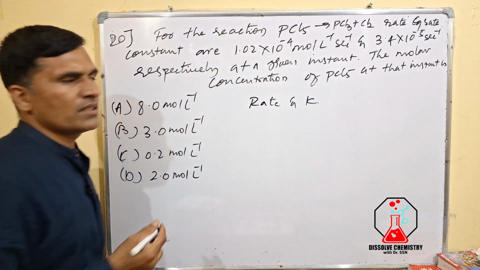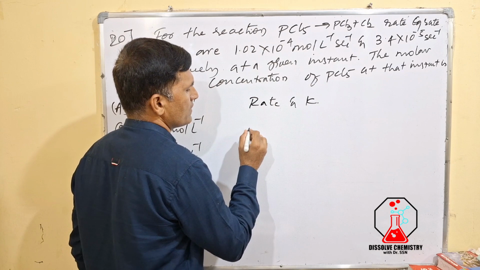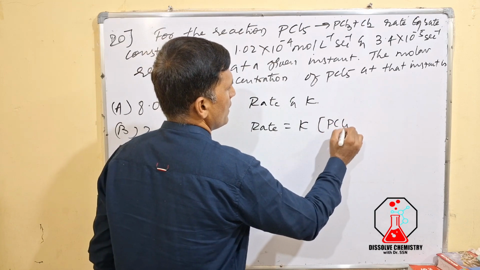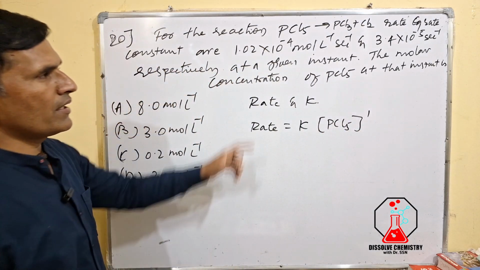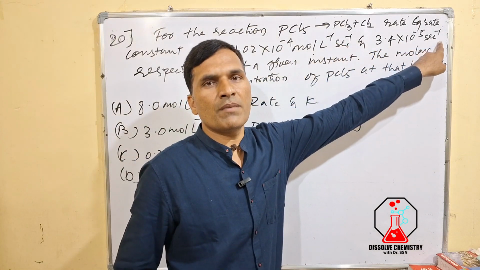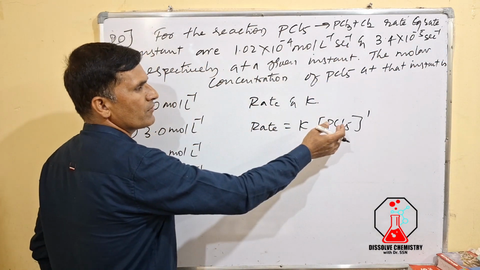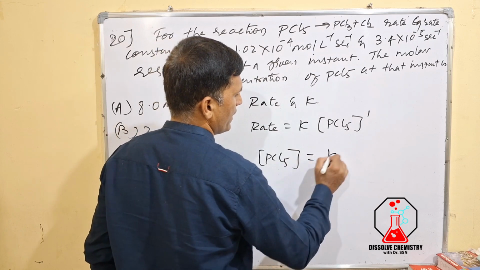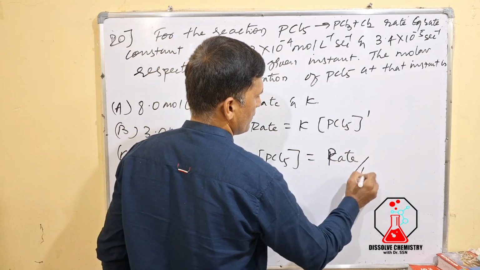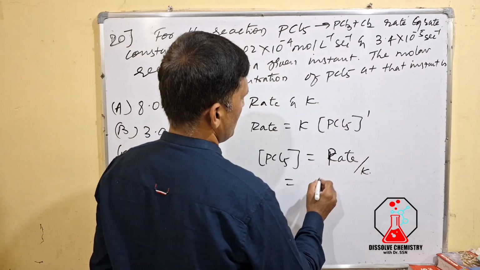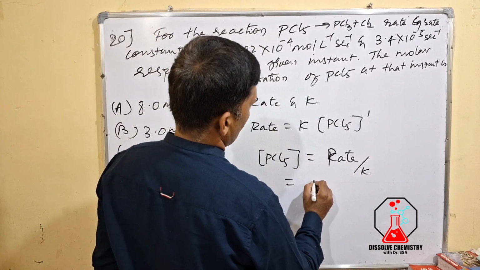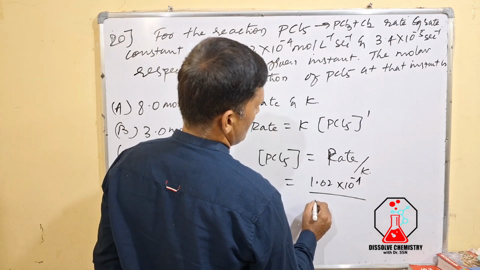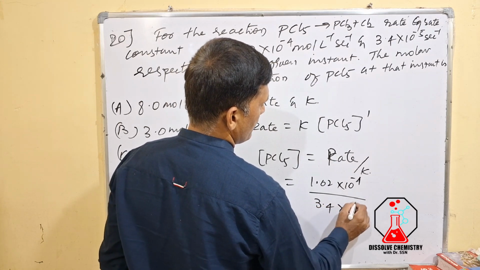What you have to do is very simple. Take rate is equal to K into PCl5 raised to the power 1. Why? It is a first order reaction, which we can see from the unit of the rate constant, per second. What we want is the molar concentration of PCl5. Therefore the molar concentration of PCl5 is equal to rate divided by K. You substitute the values: rate is 1.02 into 10 to the power minus 4, divided by 3.4 into 10 to the power minus 5.